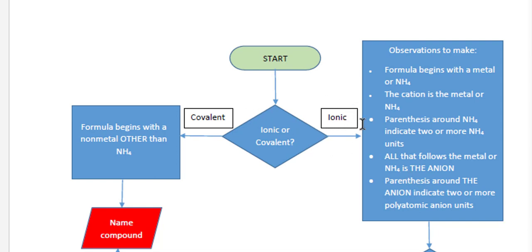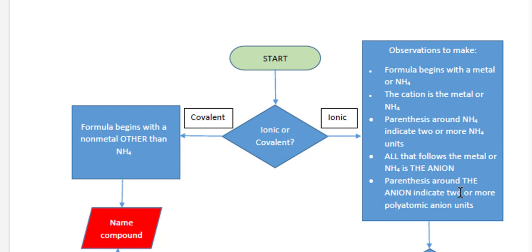So we're going to move over to the right here. Things to observe: the formula begins with a metal or NH4. Turns out that none of these begin with NH4. There's one formula on the last page that begins with NH4. Parentheses around NH4 indicate 2 or more NH4 units. We don't have that case on this first page, but that's good to know. All that follows the metal or NH4 is the anion.